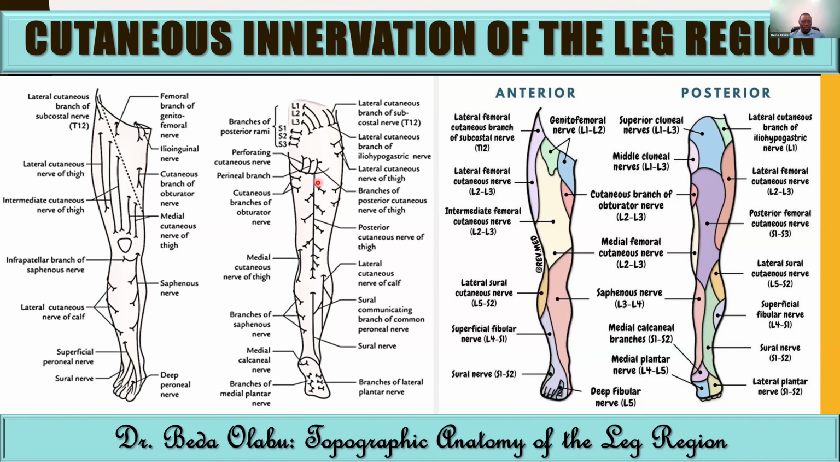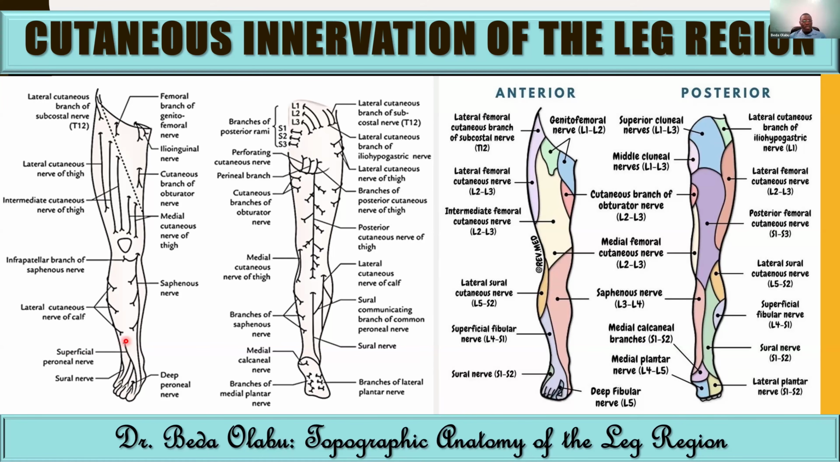The posterior cutaneous nerve of the thigh is known to terminate largely in the skin over the popliteal fossa. However, occasionally it may extend a bit to also supply the skin of the upper part of the posterior calf. Moving down, we have what we call the superficial peroneal nerve.